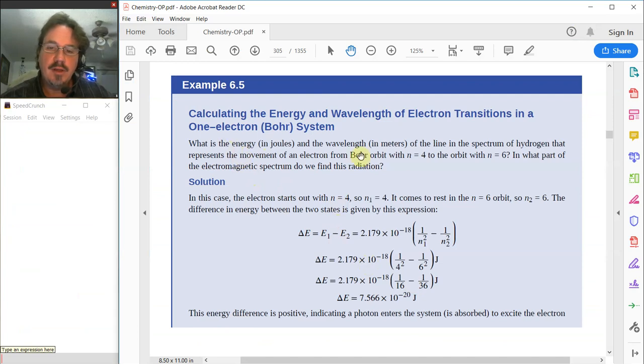says, what is the energy and the wavelength of the line spectrum of hydrogen that represents from a 4 up to a 6? So we got a hydrogen atom, it's at 4, we're going up to 6, it's going to need some energy, and if we give that in the form of a photon, it's asking what is the wavelength and the energy of that photon. And then finally, what part of the electromagnetic spectrum do we find it? So, is it in the IR, the UV, the visible, the X-ray? What portion is it in?